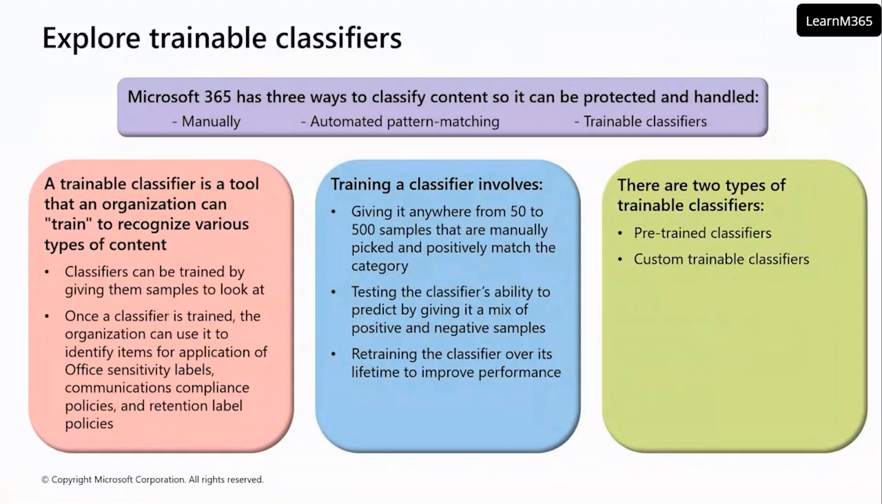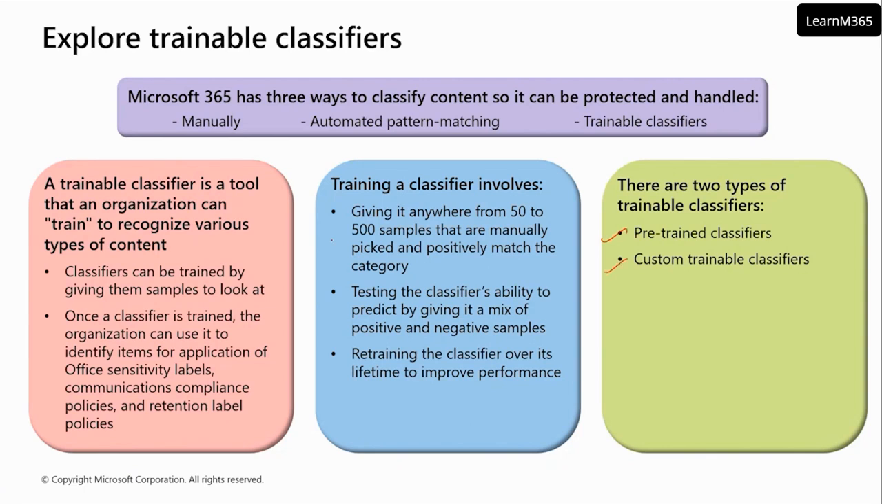First of all, we have to provide positive samples. After that, we have to provide negative samples, and Microsoft will work on that. Microsoft's AI and machine learning engines will be working on that, and it will publish trainable classifiers for you. If it is not working as expected, in that scenario, you can connect with Microsoft and submit your feedback. It will retrain your classifier. So there are two different types of classifiers: pre-trained classifiers, or your customized trainable classifier.